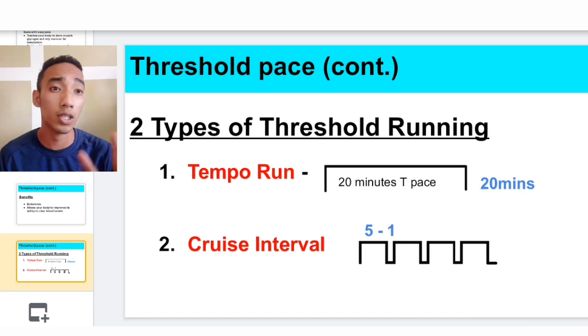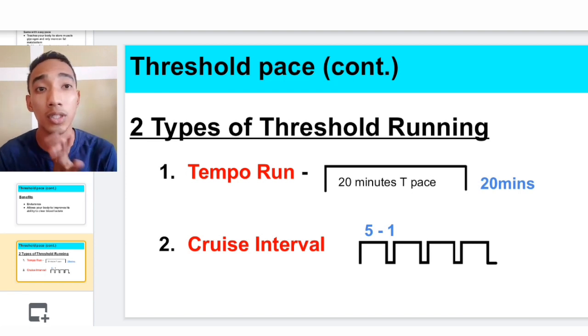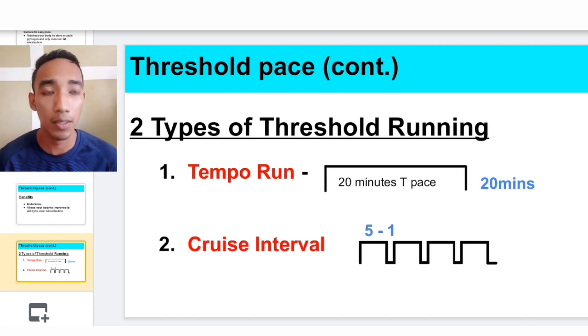So there are two types of threshold running. By the way guys, do not confuse tempo and threshold. Tempo is just a part of threshold running. So there are two types. The first is the tempo run. Tempo run should be a maximum of 20 minutes. A tempo run is a steady, hard, comfortably hard run. So maximum of 20 minutes.